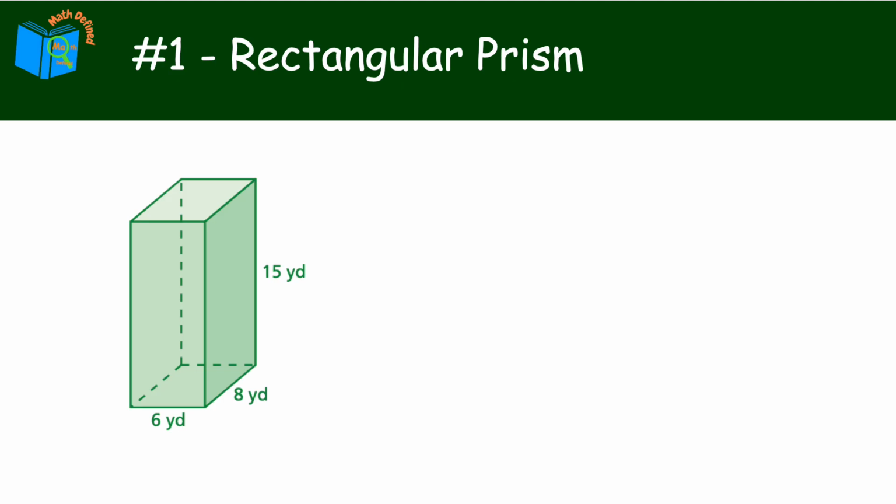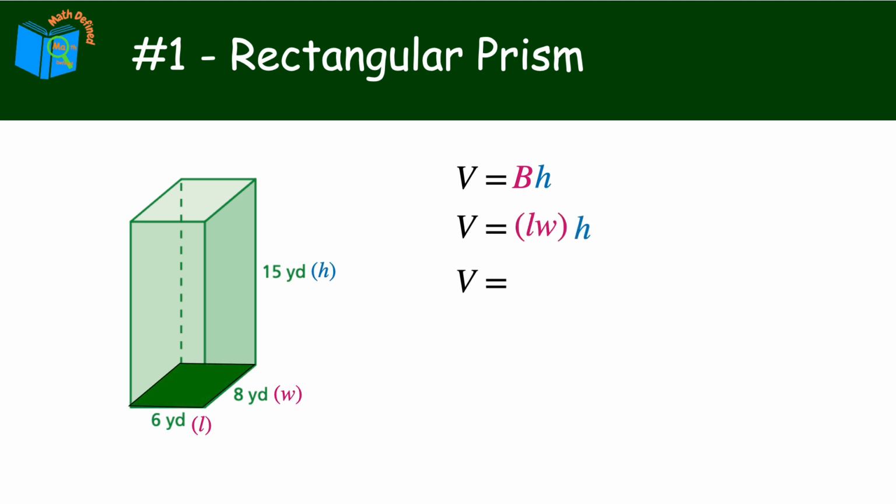Let's find the volume of this rectangular prism. It has a length of 6 yards, a width of 8 yards, and a height of 15 yards. The formula to find its volume is area of the base times the height of the prism. Since the base of the prism is a rectangle, we can use length times width to find its area, or 6 times 8. And the height of the prism is 15.